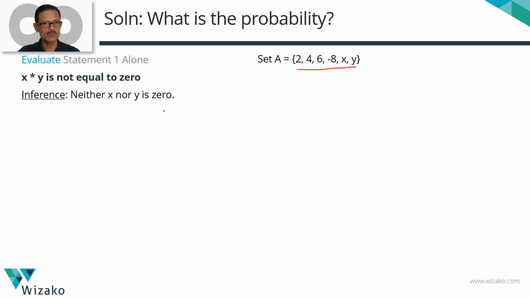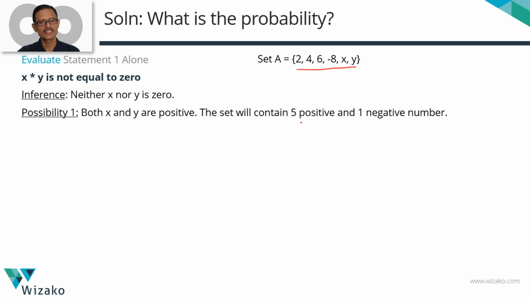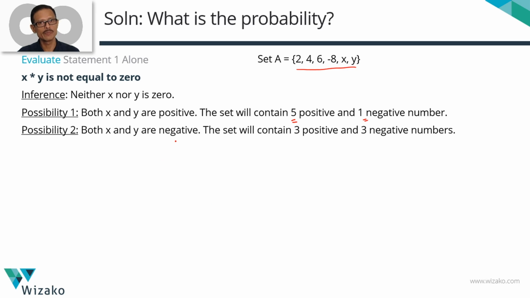So what are all the possibilities that we have for x and y? Both x and y could be positive. In that case, the set is going to contain 5 positive and 1 negative number. We already have 3 positive. Both of them have become positive. So we'll have a total of 5 positive. Possibility 2, both of these numbers could be negative.